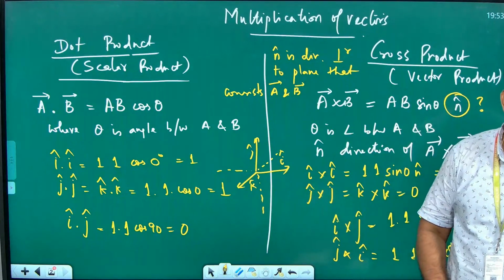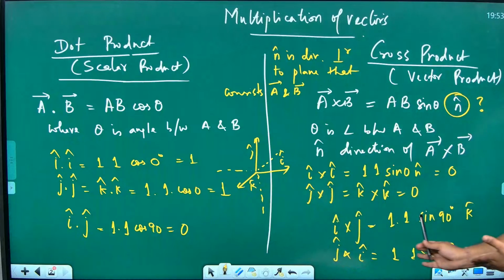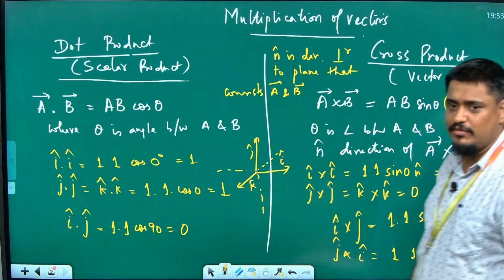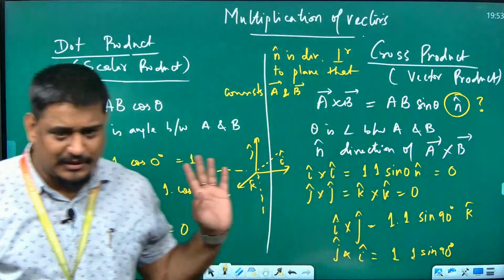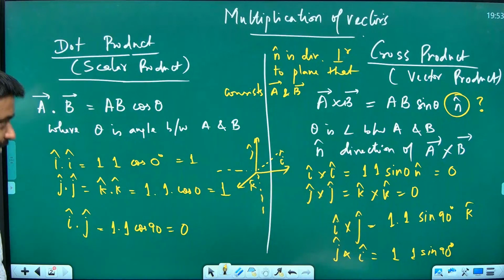Sir, i cross k. We will do that now. Why are you worrying about that? K cross j, everything we will do now. But is this concept clear to you first? N cap I will once again repeat.